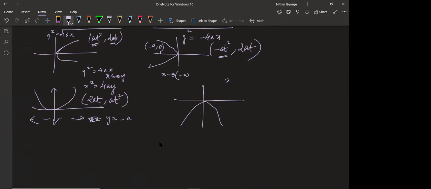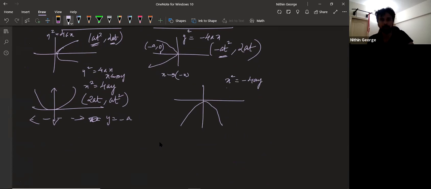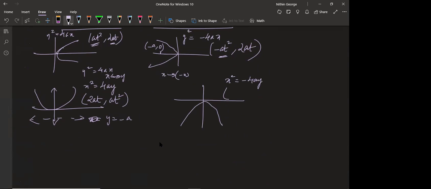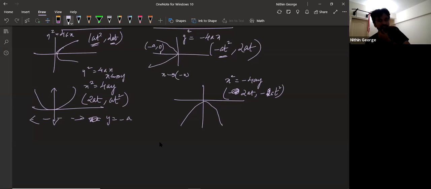x square is equal to minus 4ay. Okay. And what is the parametric form? 2at comma minus at square. Correct. So what happens here is you're trying to make LHS equal to RHS.